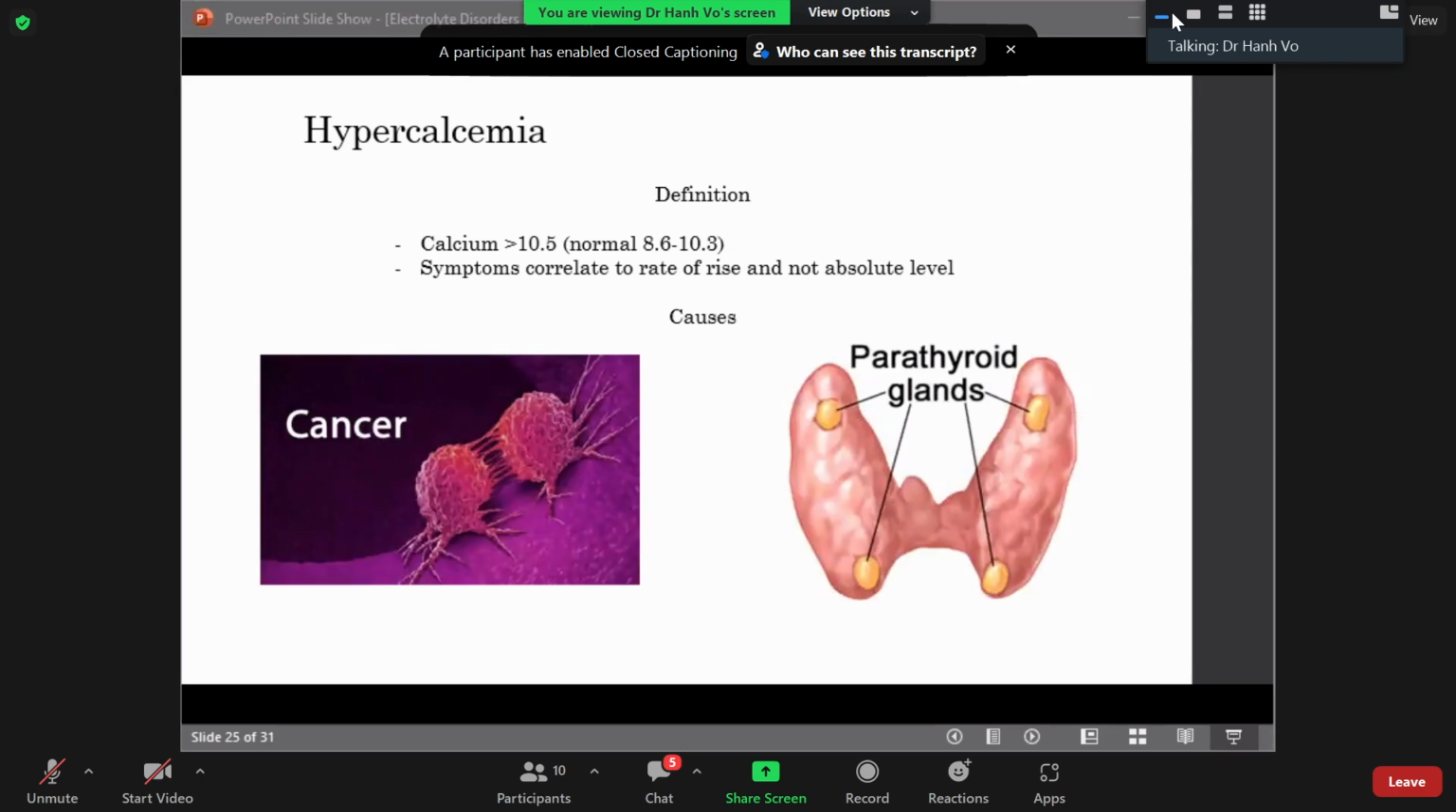So now we go to hypercalcemia. Hypercalcemia can be caused by primary hyperparathyroidism or hypercalcemia of malignancy. Hypercalcemia occurs when the calcium level is about 10.5 milligrams per deciliter, or greater than 2.6 millimoles per liter.